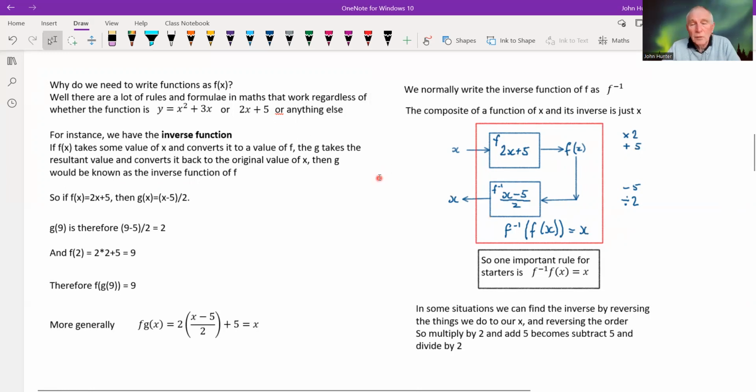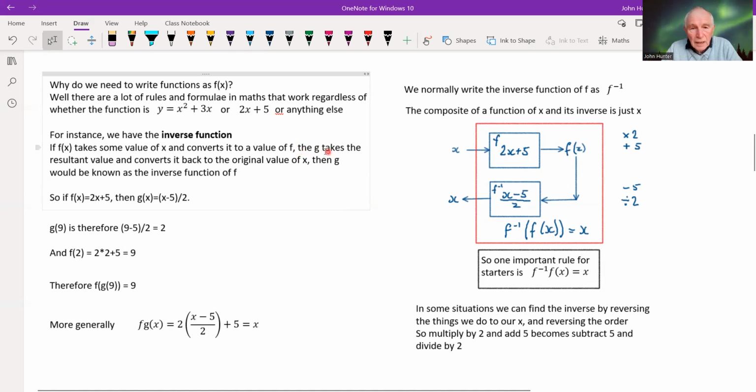But one of the most important things from this stage is the inverse function. So if we look, what do we mean by the inverse function? If f of x takes some value x, take a value of x and put it into f of x, and that converts it to a value, and the value we can say is the value of f.